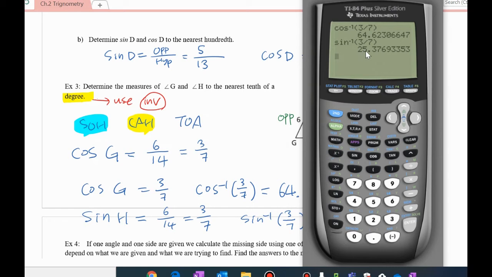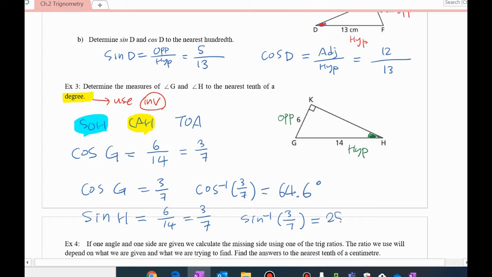And that will be 25.37. You round it to 25.4. So H is 25.4. Therefore, angle G is 64.6 degrees and angle H is 25.4 degrees.